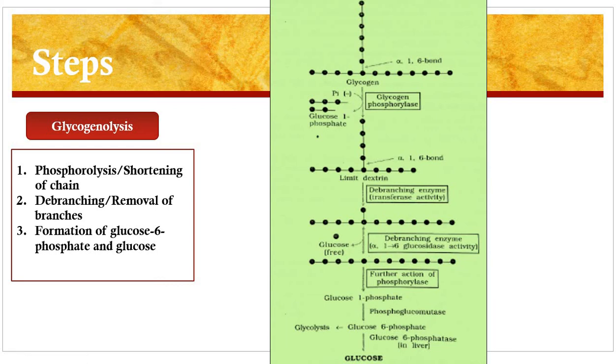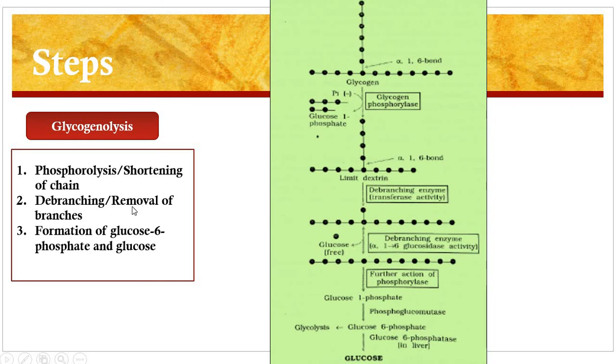The glycogen so formed is known as limit dextrin, which cannot be further degraded by this enzyme, that is glycogen phosphorylase. And this limit dextrin is a highly branched molecule. So this is the first step of the glycogenolysis, that is phosphorylasis or the shortening of the chain by the glycogen phosphorylase. There is a production of glucose 1-phosphate and the limit dextrin.